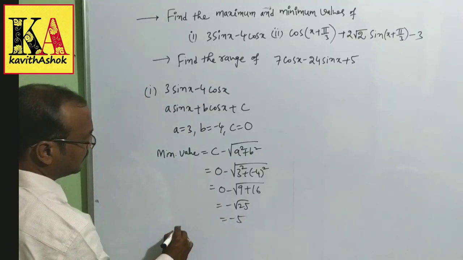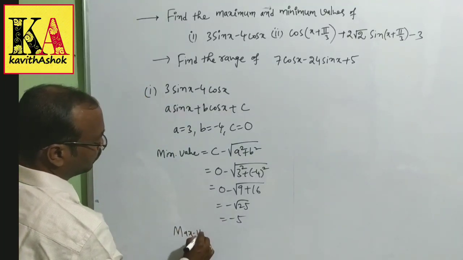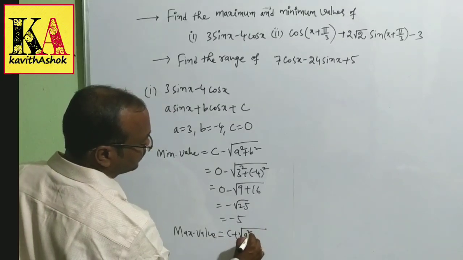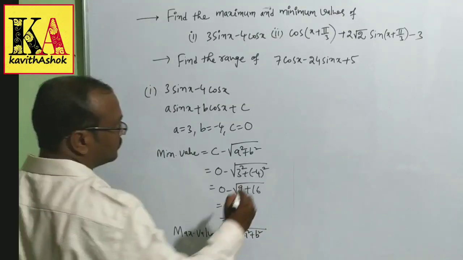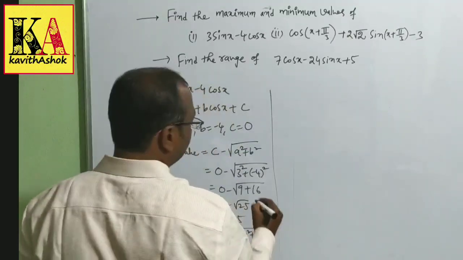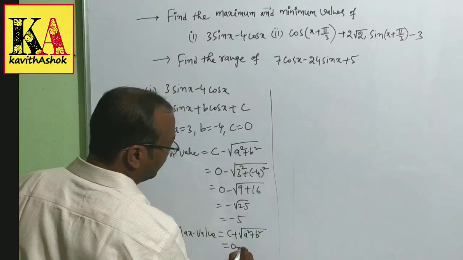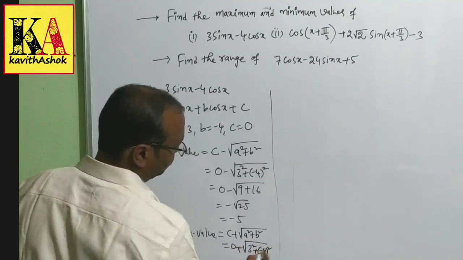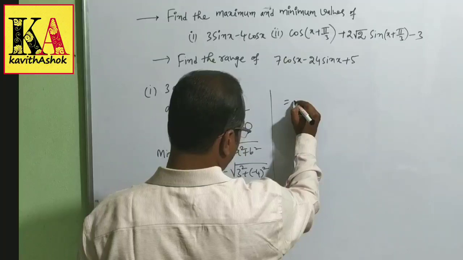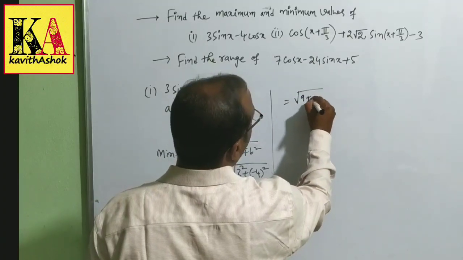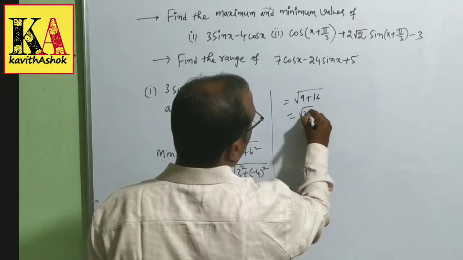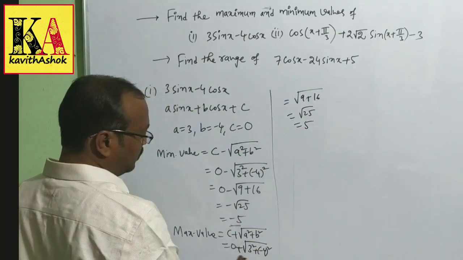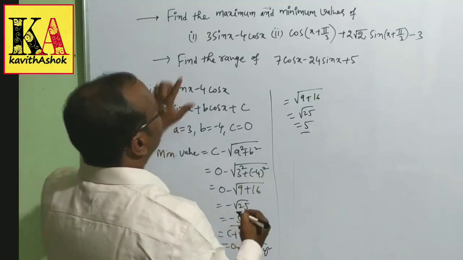Now the maximum value, again c plus under root of a square plus b square. So again c value will be 0. Under root of a square is 3 square, minus 4 square. So now c is 0, under root of 9 plus 16 is root 25, this is equal to 5. So minus 5 is the minimum value and 5 is the maximum value for the first question.